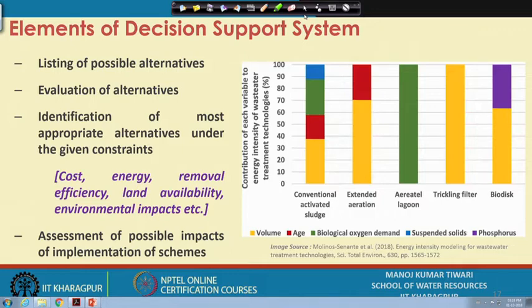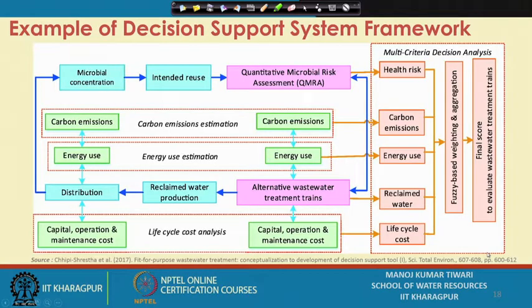Because in a decision support system, it is not necessarily picking up one particular treatment. It can suggest that you use the activated sludge process with this modification, or you use a combination of this particular system, so you get your treatment partly from here. That way it is going to be most cost effective, most space effective or most energy effective. So those things will basically be guided by a decision support system. This is an example of a decision support system framework.